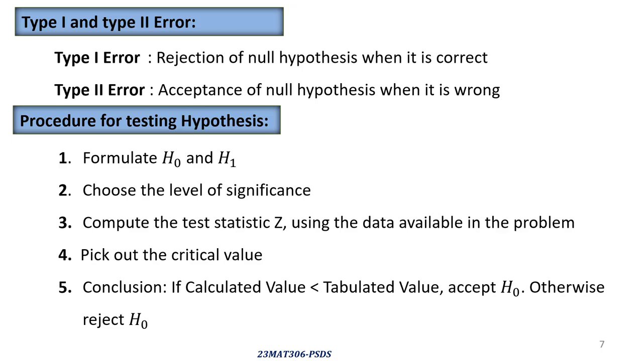Next, we are going to see how to carry out the testing of hypothesis to accept or reject the null hypothesis. First, formulate H0 and H1. Next, choose the level of significance, that is the alpha value. This is a large sample test, so we have to compute the Z test using the data available in the problem. Next, pick up the critical value and draw the final conclusion. Critical value means our tabulated value. And in the final conclusion, if the calculated value is less than the tabulated value, we accept H0, otherwise we reject H0.